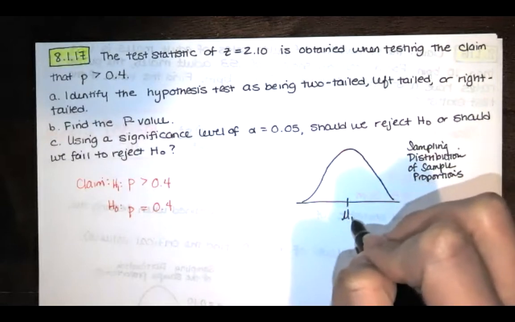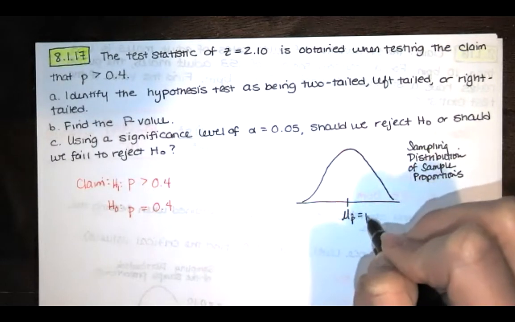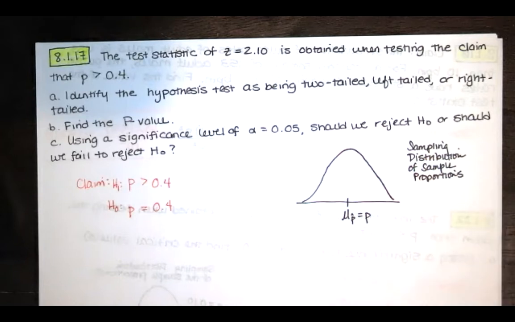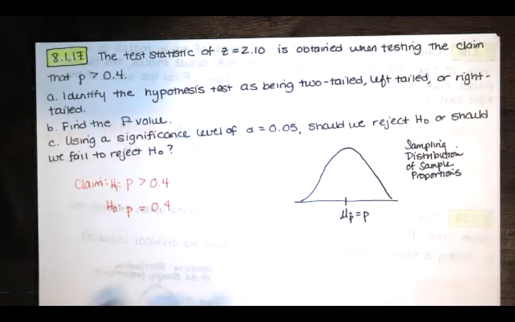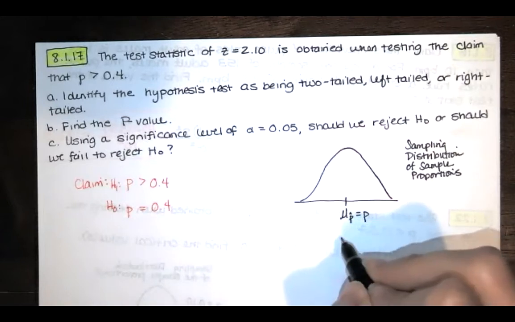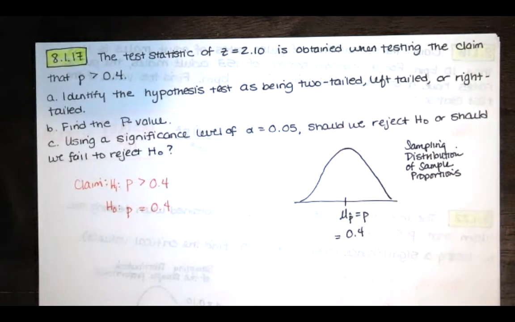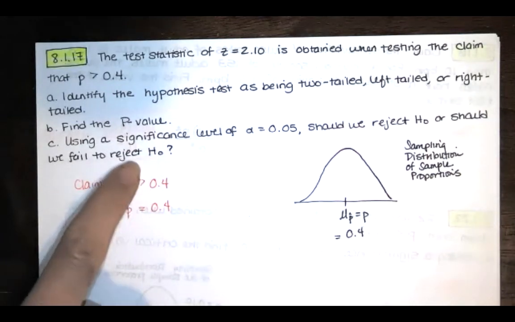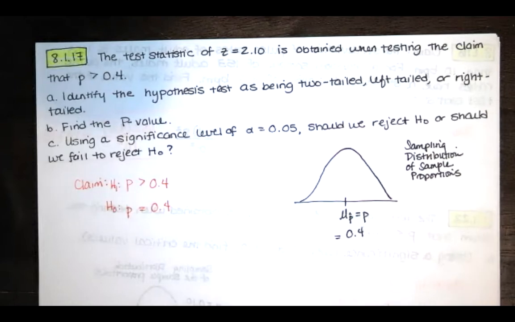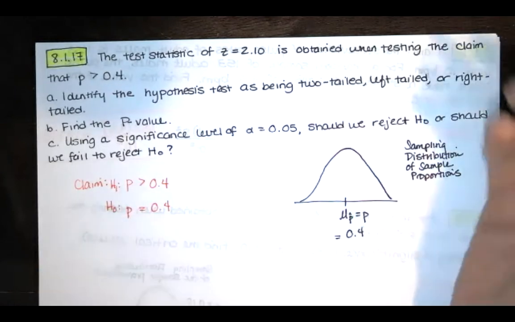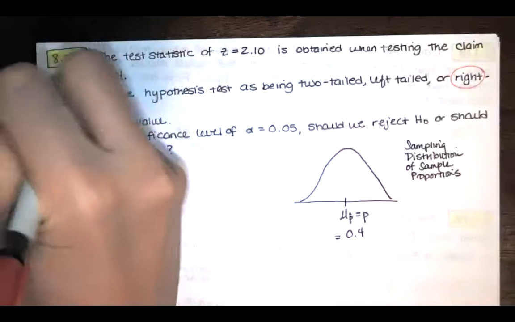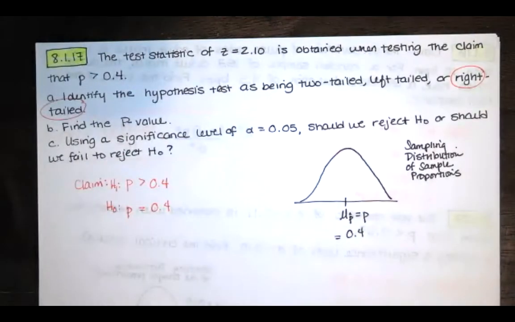The mean of the sample proportions is equal to the population proportion. In this case, we're assuming that the population proportion is equal to 0.4, so we're assuming that the null hypothesis is true. And so that mean is 0.4. Now, because of this greater than sign, as I said, the arrow points to the right, so it's going to be a right-tailed test. So that's our answer to the first question.